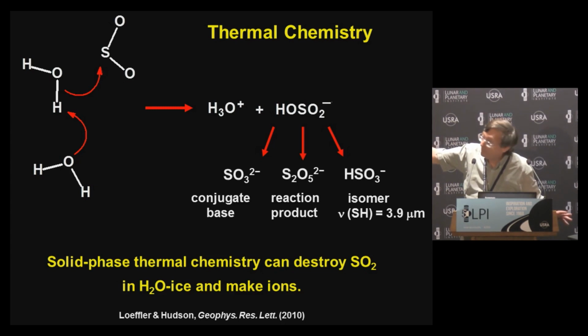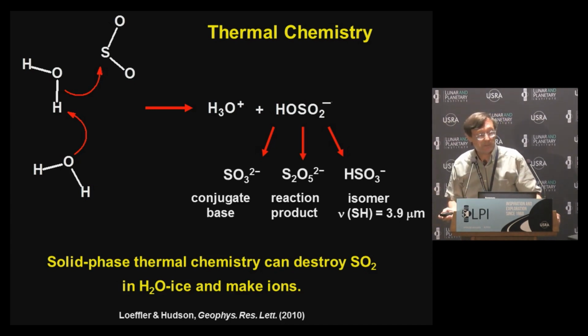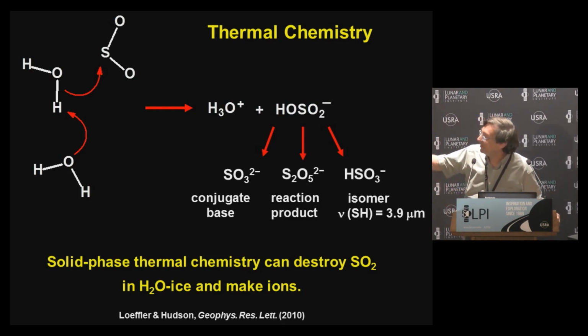This one may be important. This one probably not important. This one I like. This one actually has an SH band, 3.9 micrometers. And this one might be possible to snoop around and search for. You may need a spectrometer that's a little bit closer to Europa than from the Earth's distance. You may need to go back and look for this again with 21st century technology and so forth, and lots of lessons learned from the past.